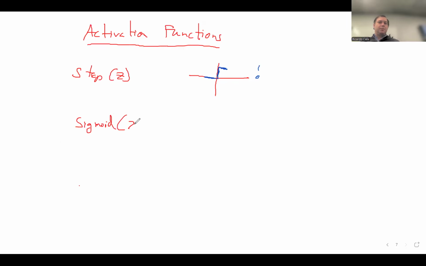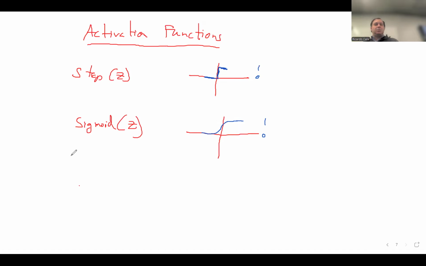Sigmoid Z. In this chart, the value goes... What does it look like, the sigmoid? Like an S, right? From 0 to 1. Like that. Do you see that? And we've also used this one. So not as sharp as the step, right? This one is a bit smoother.